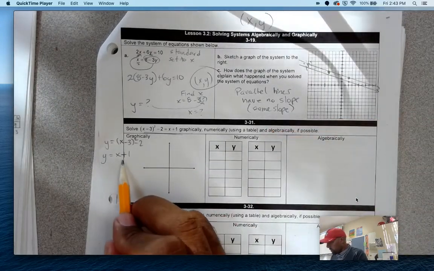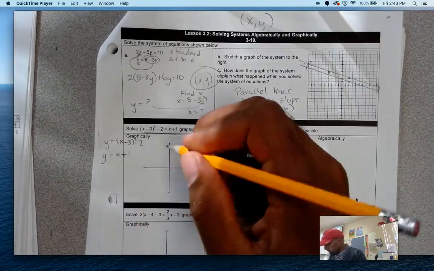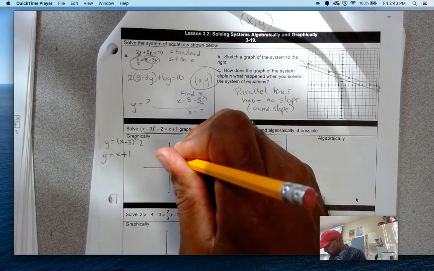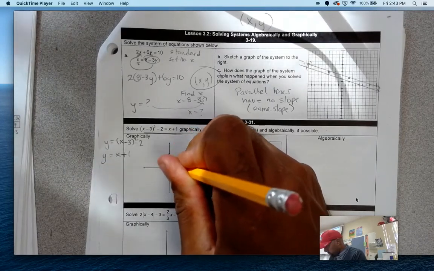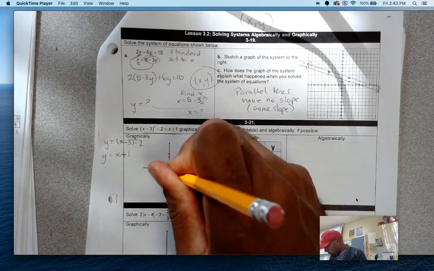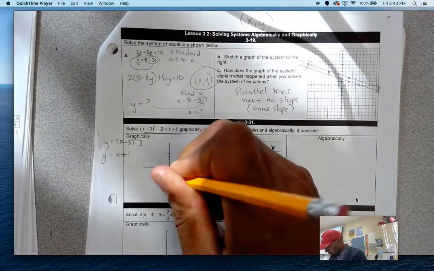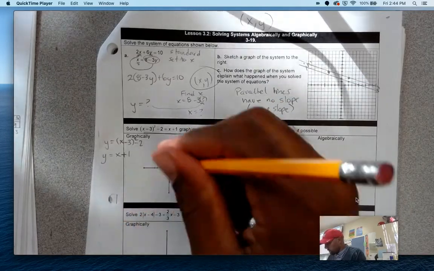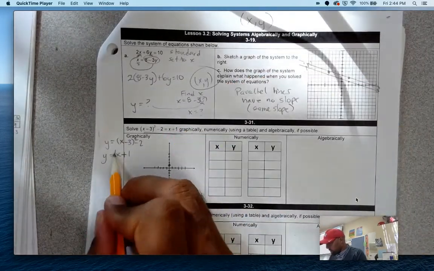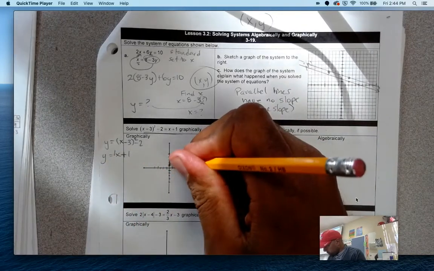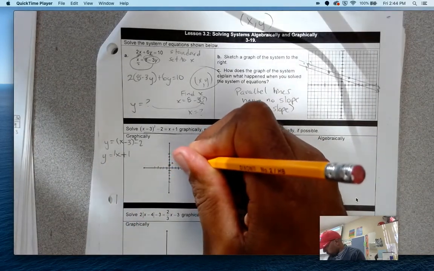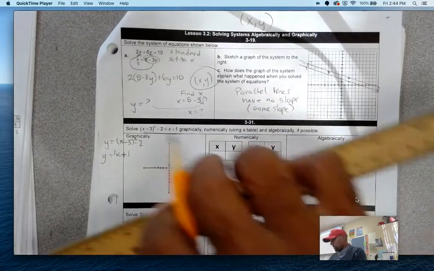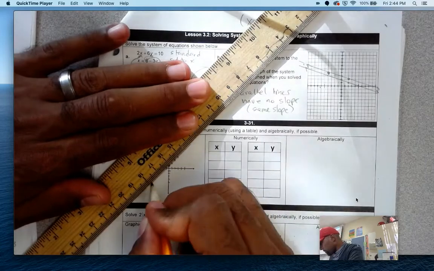Okay, so the easy one to graph is the x plus 1, because it's mx plus b. So I'm going to draw on a few marks here. 1, 2, 3, 4, 5. Okay, so I start at 1. Then the slope is up 1 over 1. Up 1 over 1. Up 1 over 1. I'll probably just do one more. Okay, take my straight edge because it's a straight line.